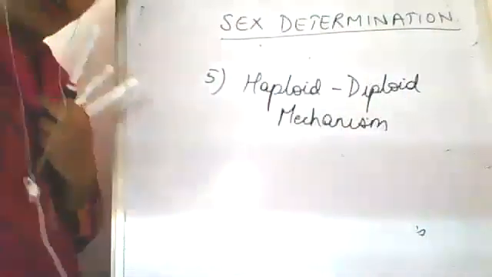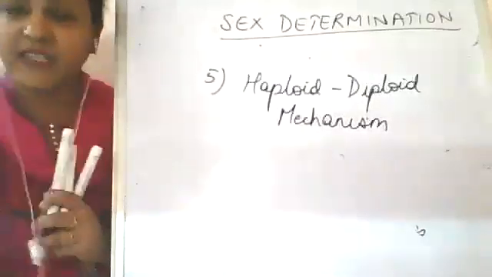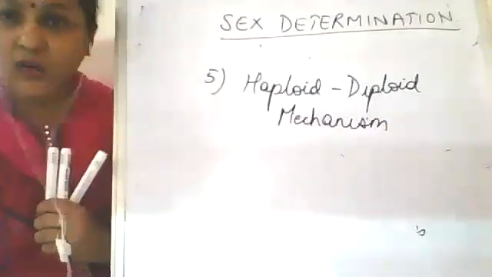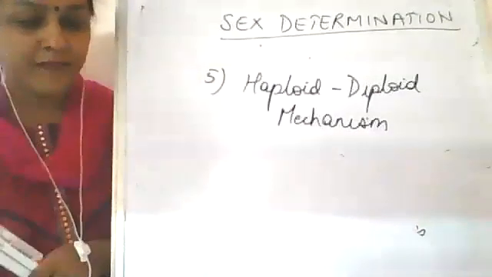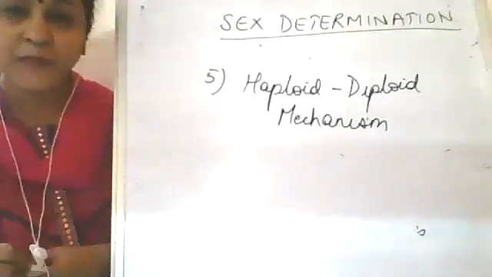Okay, what do you mean by haploid diploid? You have done it in junior classes. Haploid diploid type of sex determination. I'll give you one example: honeybees. How is the sex of the honeybees determined? Who will tell me? How is the gender of the honeybees determined?